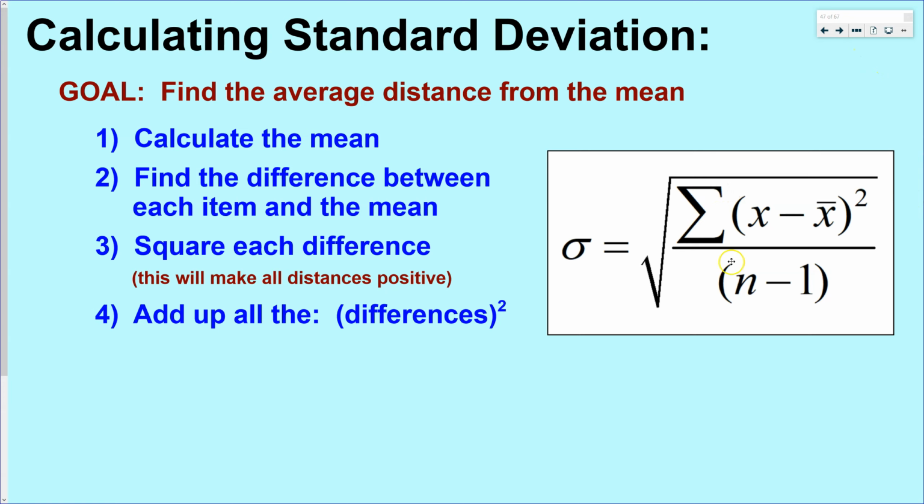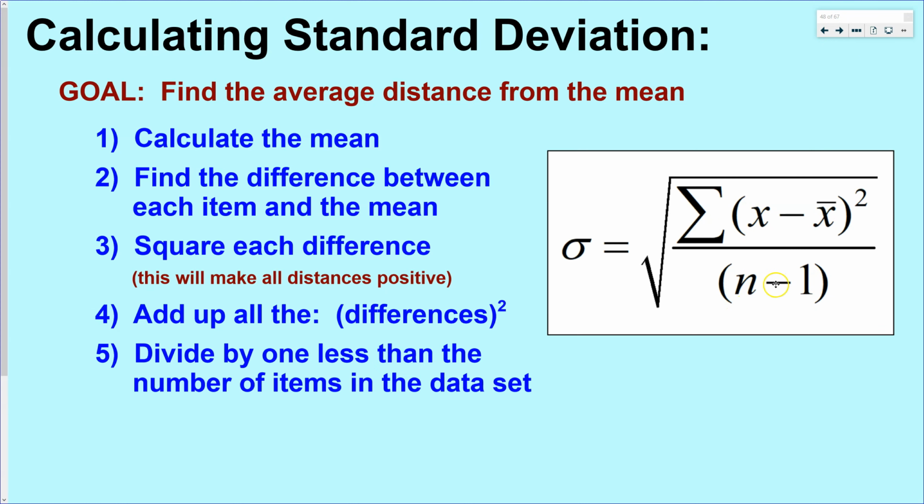It says add up all the individual items minus the mean and that distance squared, and you're going to add all those up. The next thing in the formula is to divide it by the number of items. It's actually the number of items with the exception of one. So if you have a data set that's 10 items, you want to actually divide by 9 here instead of 10. So that's a little bit weird, but we're going to do that.